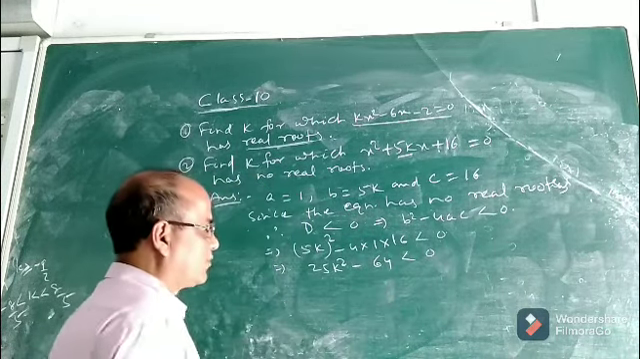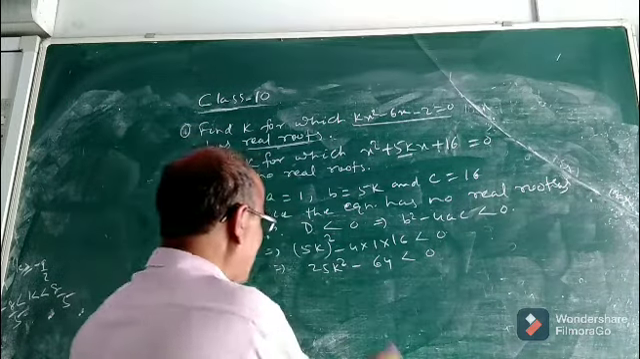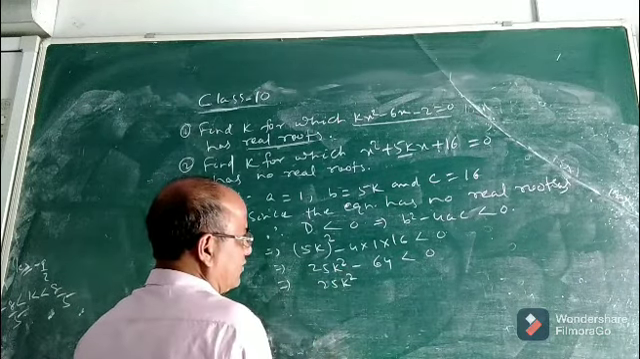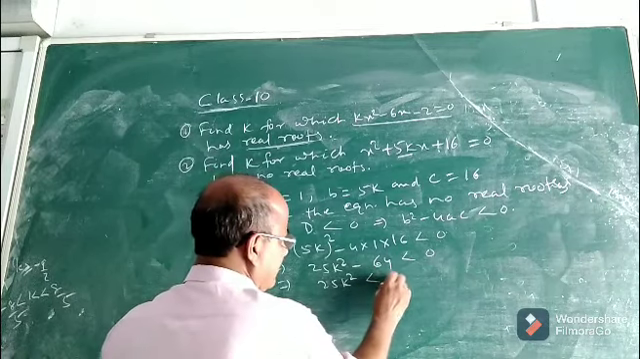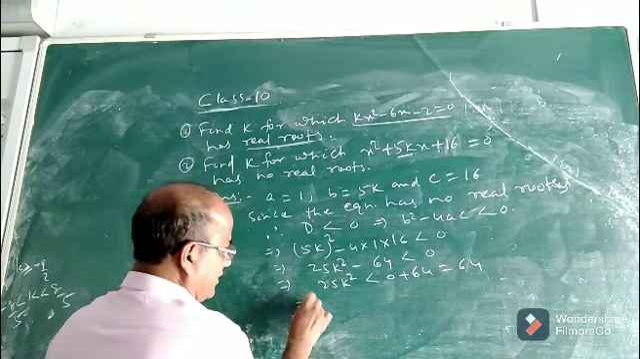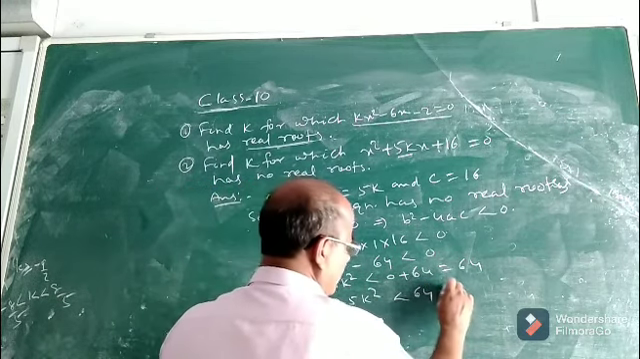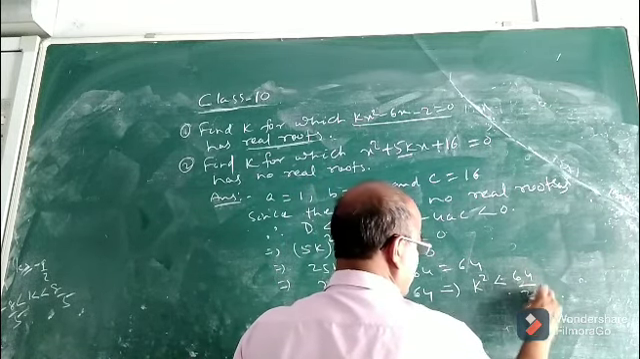Then how to proceed? You see, 25k square. You can take 64 to the right hand side. So 25k square is less than 0 plus 64, equal to 64. That means 25k square is less than 64. So what will be k square? That means k square will be less than 64 by 25.